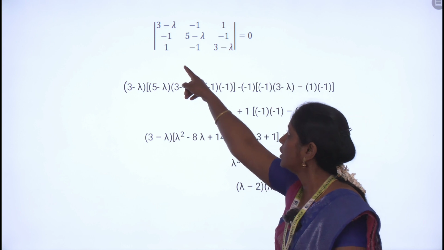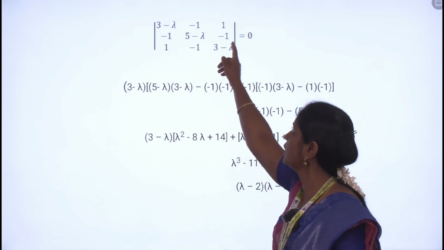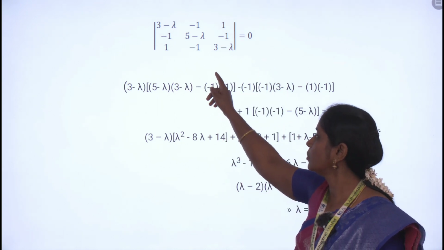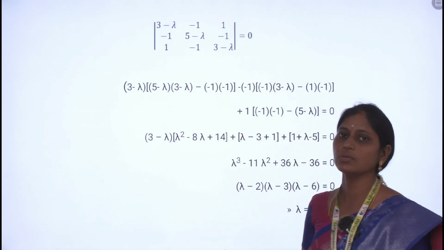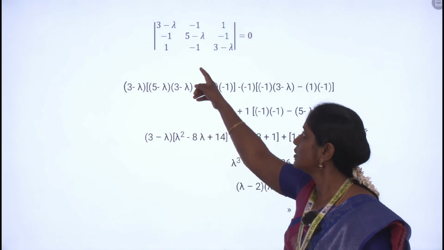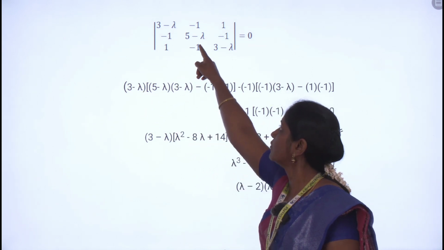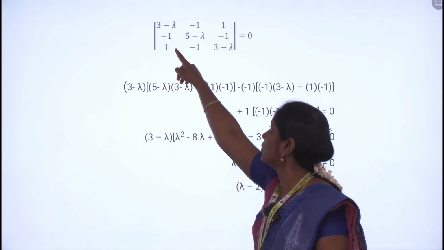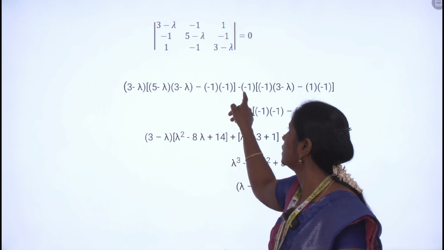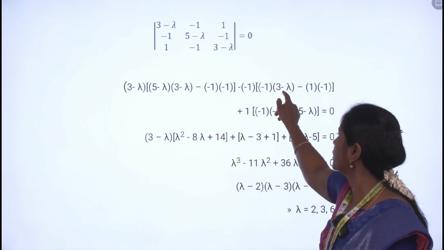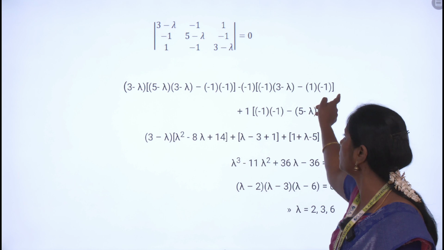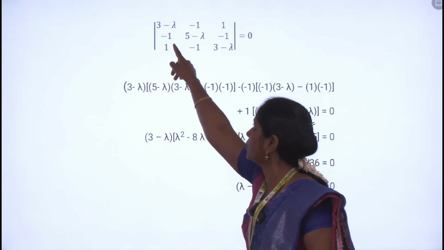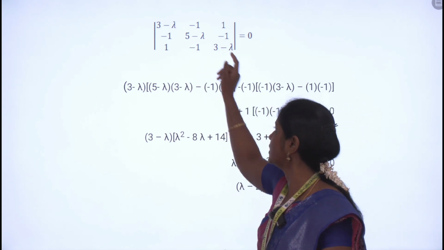So that is determinant of [3 minus lambda, -1, 1; -1, 5 minus lambda, -1; 1, -1, 3 minus lambda] equal to 0. We can solve the determinant. The first term is 3 minus lambda into (5 minus lambda into 3 minus lambda minus 1), minus of minus 1 into (minus 1 into 3 minus lambda minus 1 into minus 1), and the last one is plus 1 into (minus 1 into minus 1 minus of 5 minus lambda).